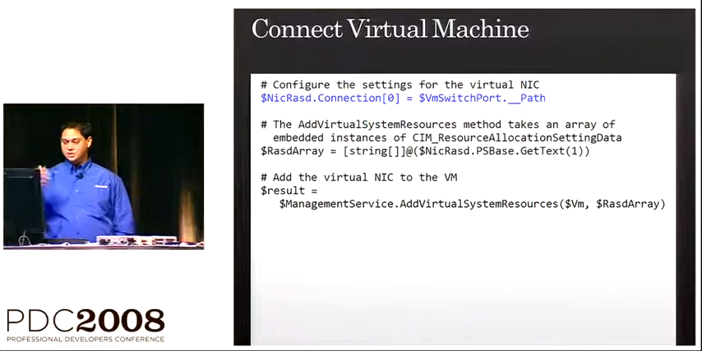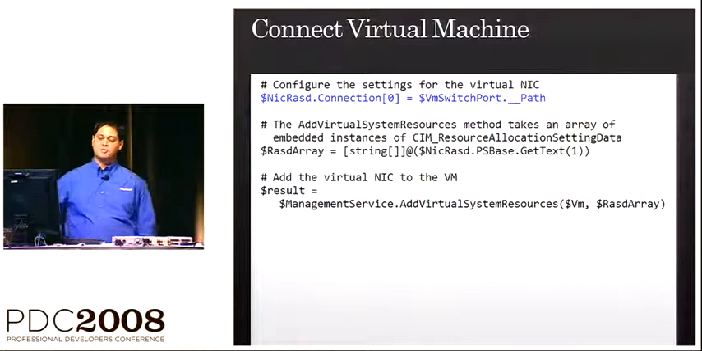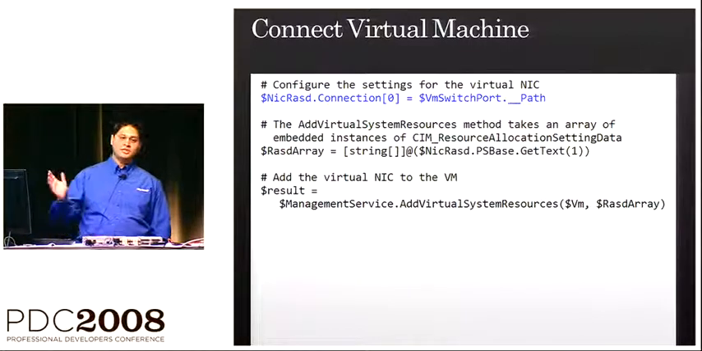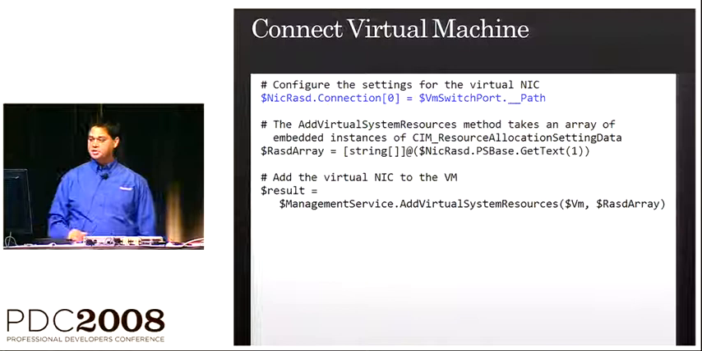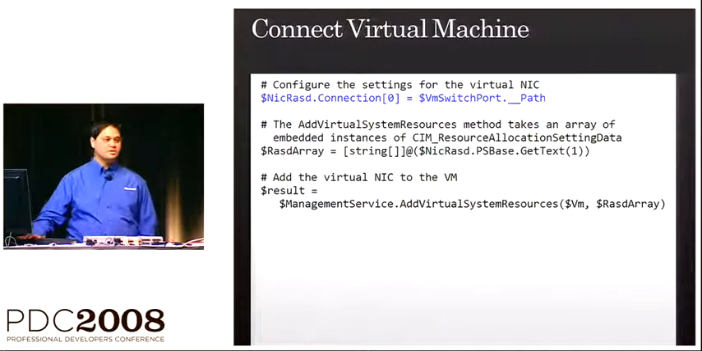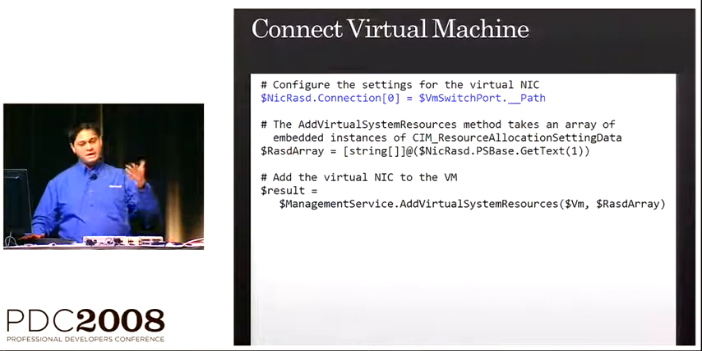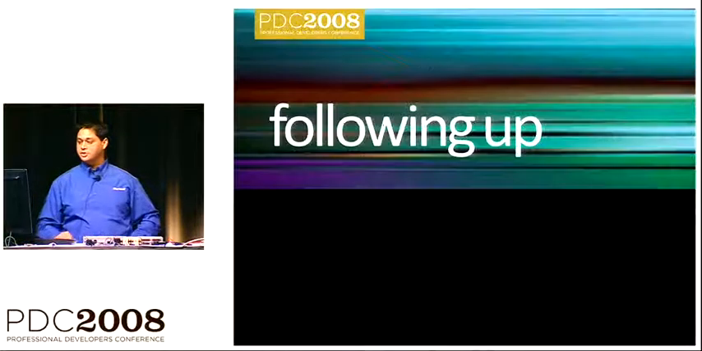Again, after that, it's pretty much the same thing that we had looked at before. Serialize that RASD into an embedded instance, pass it into the add virtual system resources method, and your NIC is now added and connected down to that switch.